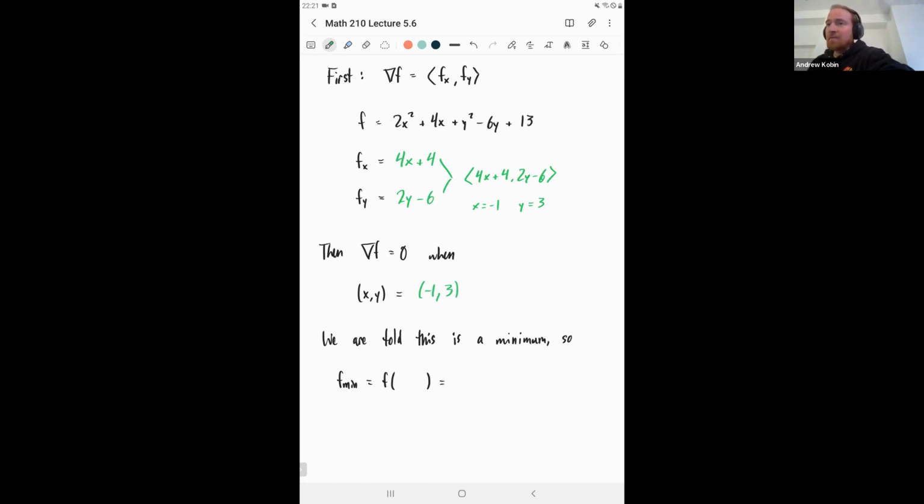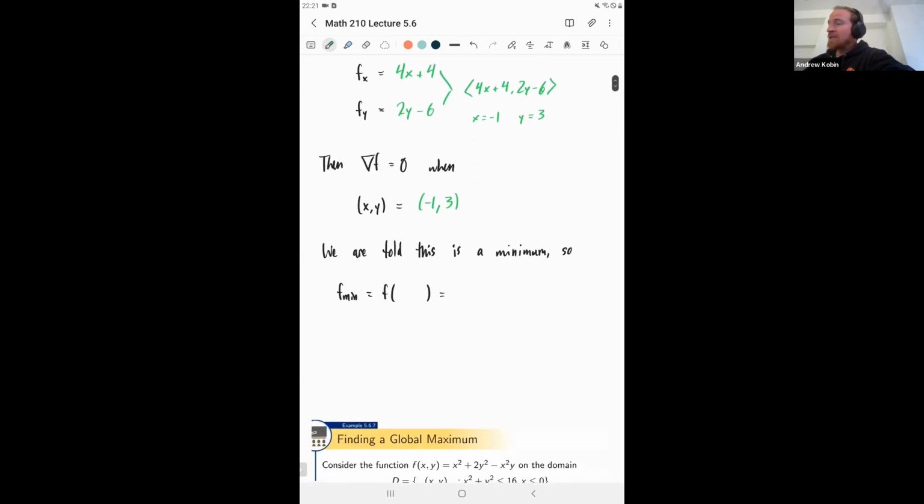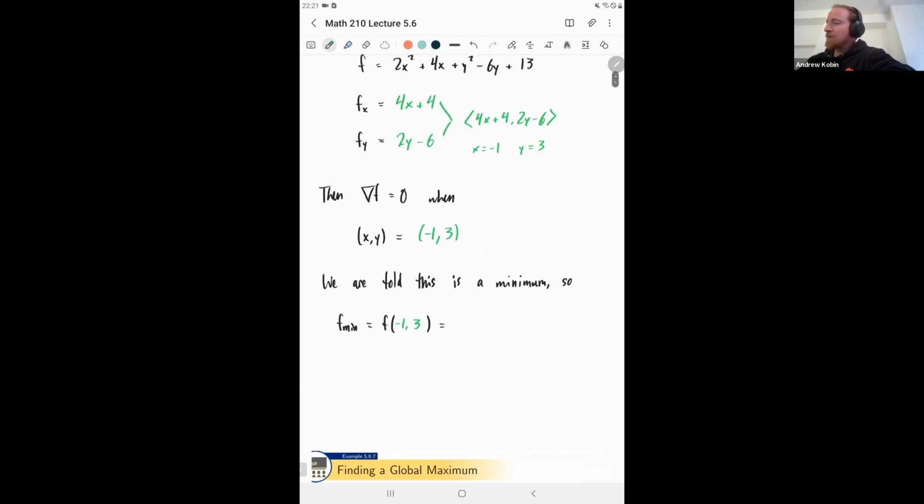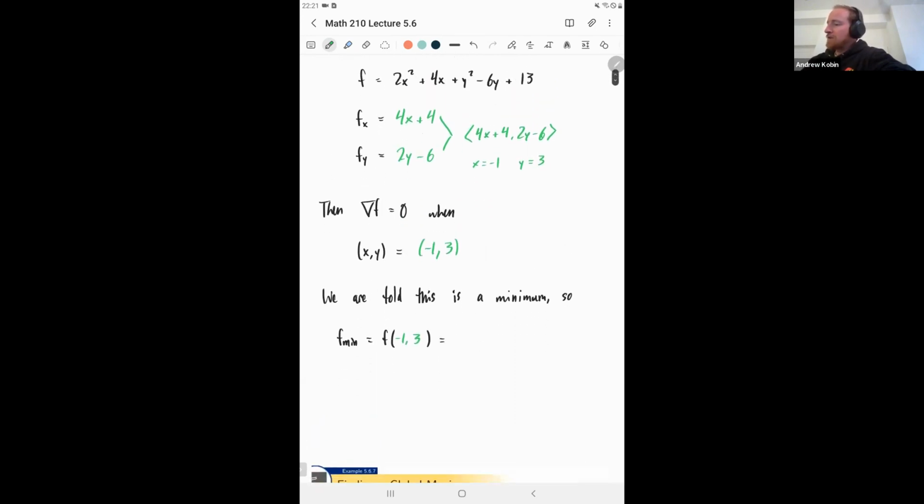Well, we're told that the function has a minimum, and we only identified one critical point, so this actually has to be the minimum unless we were fed faulty information. In this case, let's go identify the actual minimum value of the function by plugging these coordinates into the function. So I'm going to plug -1, 3 into my expression for f at the top of the screen.